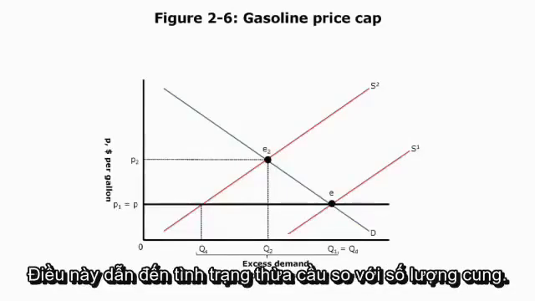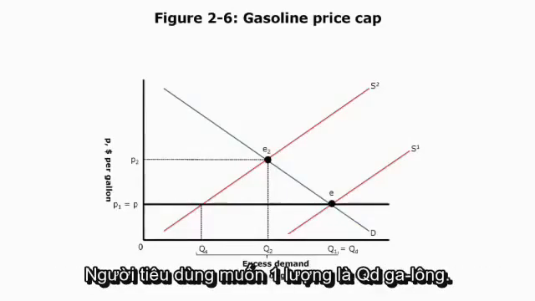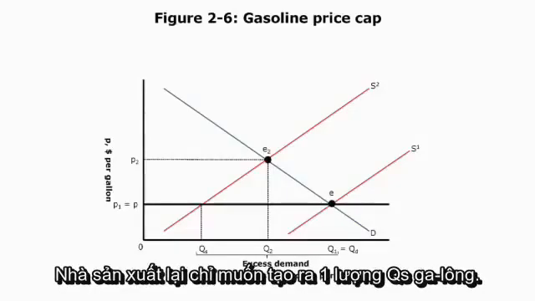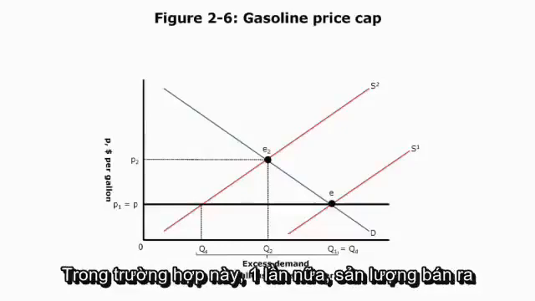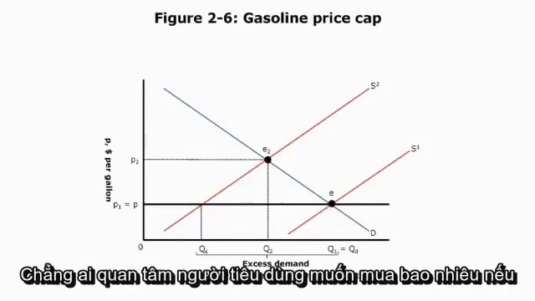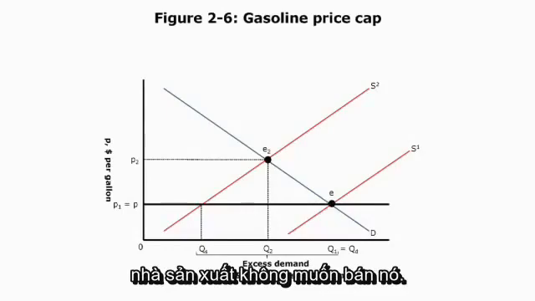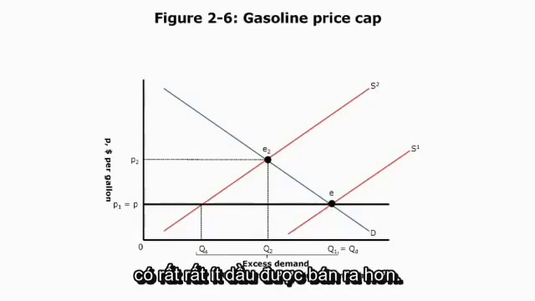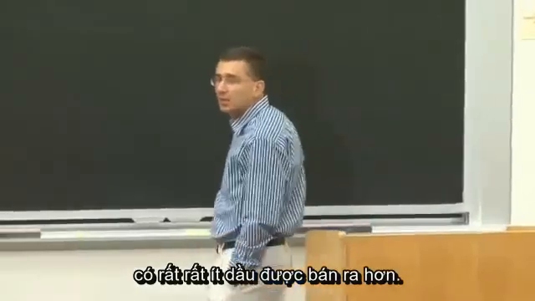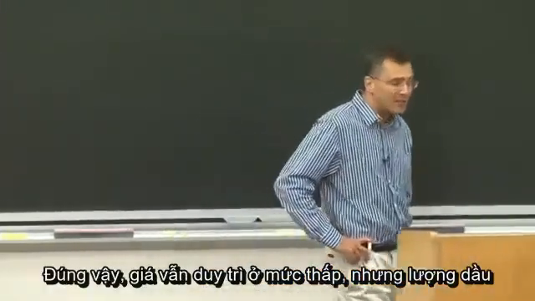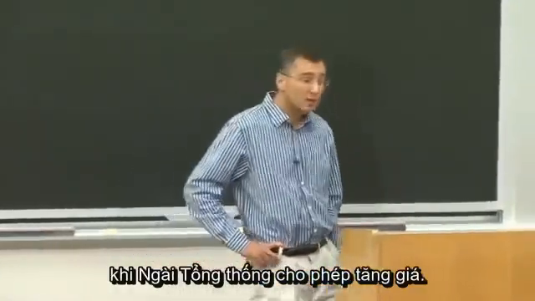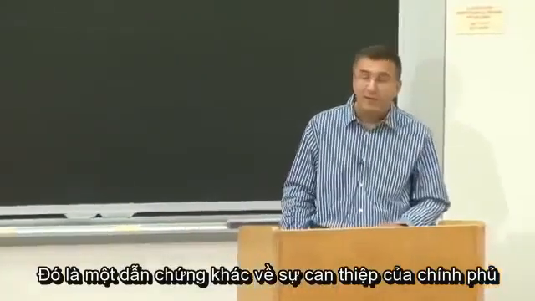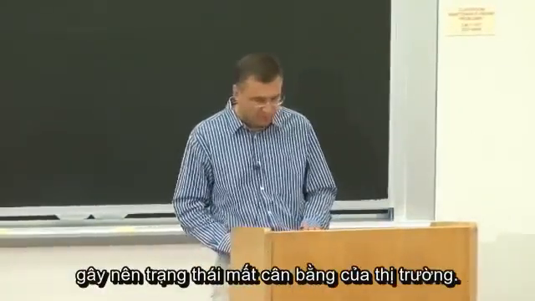So what happens, you end up with excess demand. Consumers want Q sub D gallons. Producers are willing to produce only Q sub S. And you end up with disequilibrium. And in this case, once again, the amount sold is what the producers are willing to sell. It doesn't matter how much consumers want if producers aren't willing to sell it. You end up with much, much less gas being sold. Okay? So yeah, the price stays low, but the amount of gas being sold is much lower than if the president allowed the price to rise. So that's another example of a government intervention causing disequilibrium.